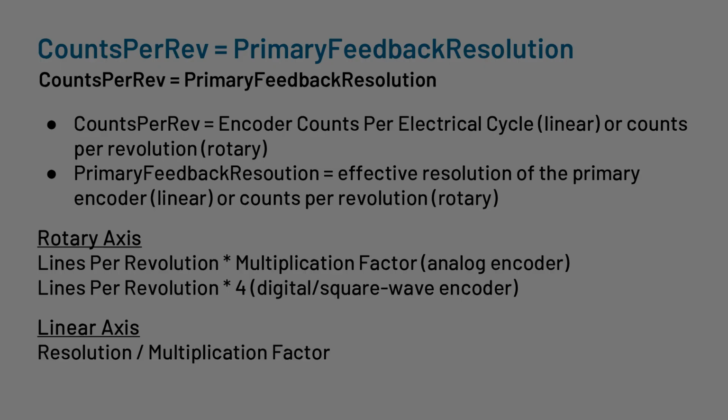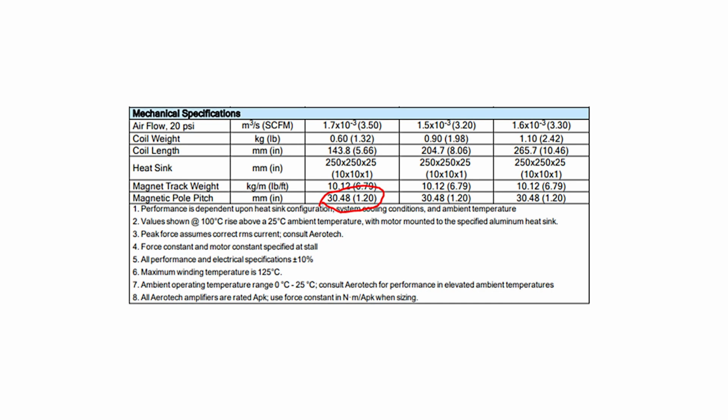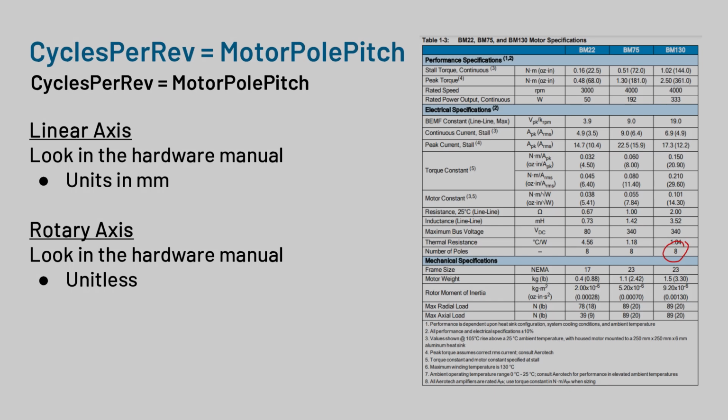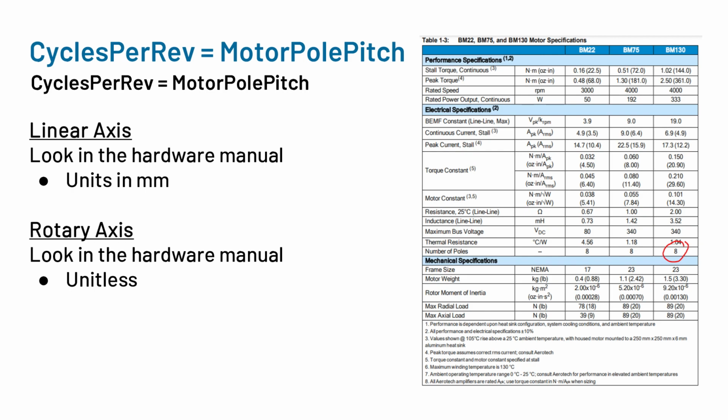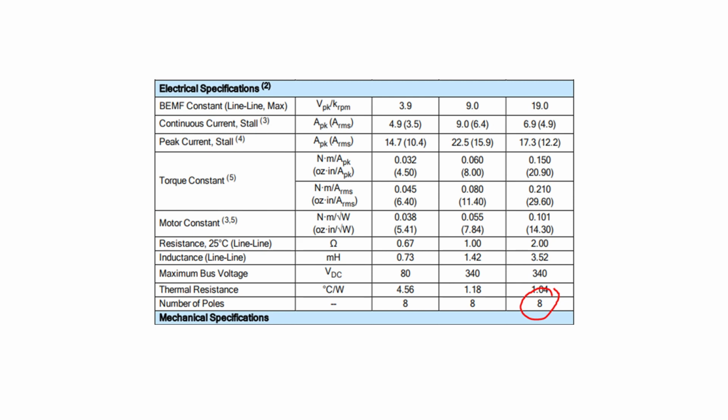If the motor is a linear motor, then the motor pole pitch parameter will be in millimeters, and you can generally find this specification in the motor specification sheet. In this example, the BLM 142 motor has a 30.48 millimeter magnetic pole pitch. For a rotary stage, you would just enter the number of poles in the motor as also dictated by the motor specification sheet. So in this example, a BM130 has 8 poles in the motor, and those would be the values that you would enter for the motor pole pitch parameter.